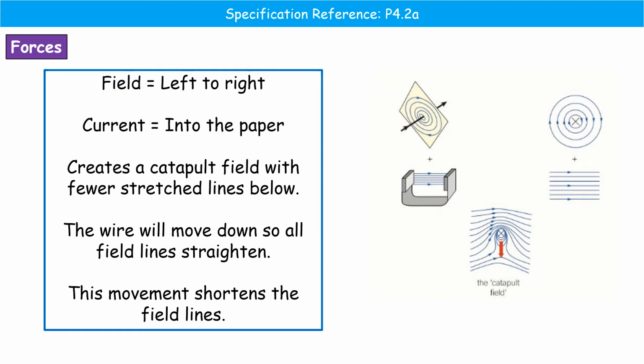As a result, we're going to inflict a force upon the wire, and the force is going to act downwards in this example where the red arrow is pointing, because it's going to be moving in the direction that shortens the field lines. So they've been stretched upwards, therefore the wire is pushed down to shorten them.